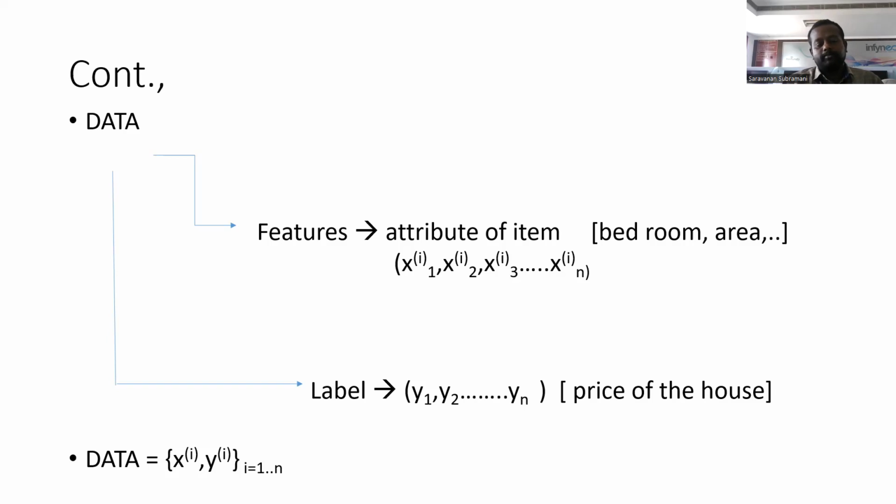So the data has a pair of values, x and y, identified as (xi, yi), where i is equal to 1 up to n.